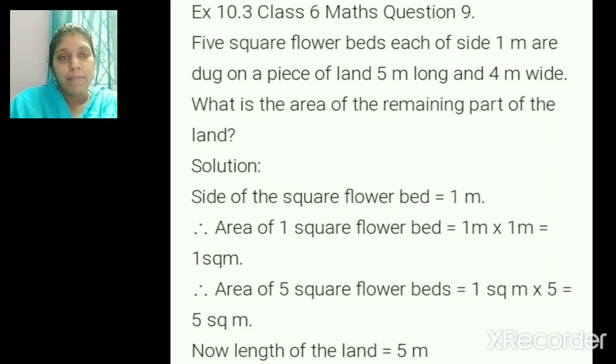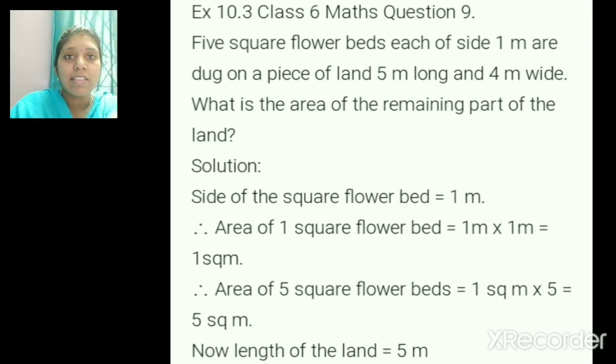Question number 9. 5 square flower beds, each of side 1 meter, are dug on a piece of land 5 meter long and 4 meter wide. What is the area of the remaining part of the land? So 5 square flower beds, each of side 1 meter, are dug on a piece of land 5 meter long and 4 meter wide. What is the area of the remaining part of the land?